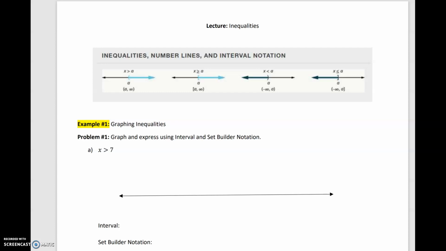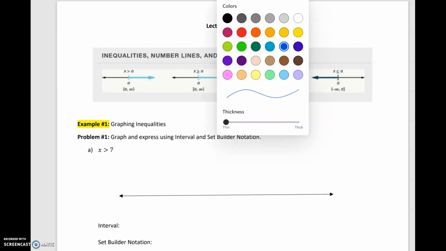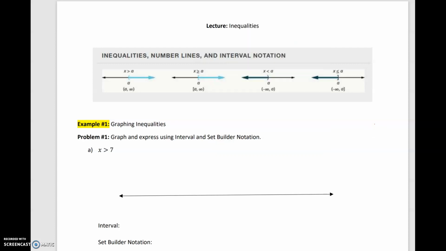Hi, class. We need to take a look at inequalities. Inequalities represent statements that represent solutions to expressions that technically have infinite solutions. So, for example, let me talk about the first example. The inequality that's stated here is x greater than 7.